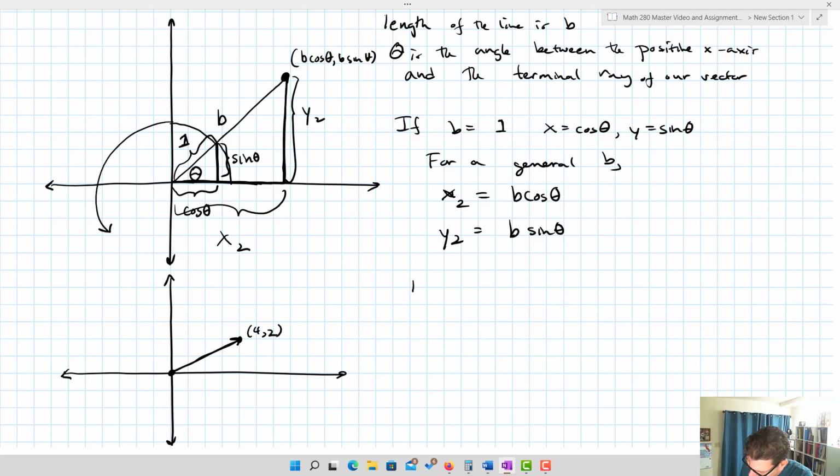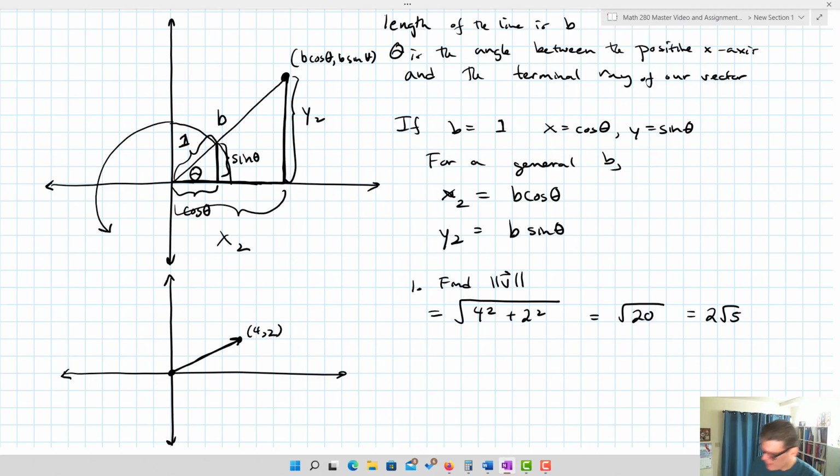So that's the first thing: find the magnitude of v. And that's going to equal the square root of 4 squared plus 2 squared, which is the square root of 16 plus 4, which is 20, which equals 2 root 5. So that's our magnitude of v.